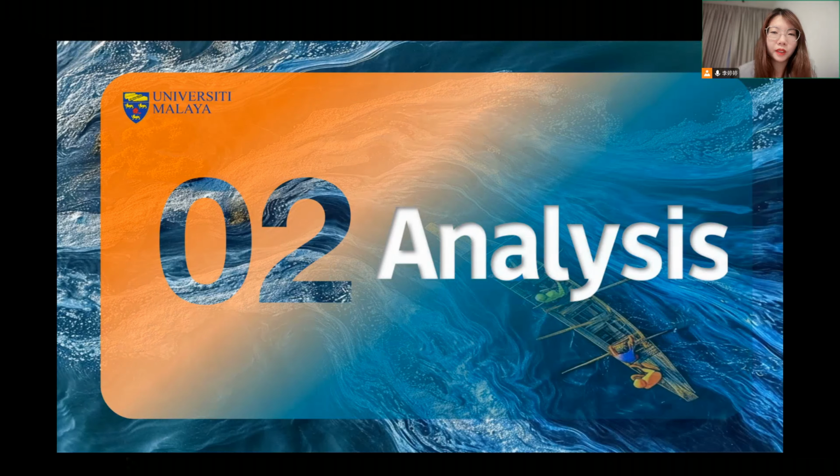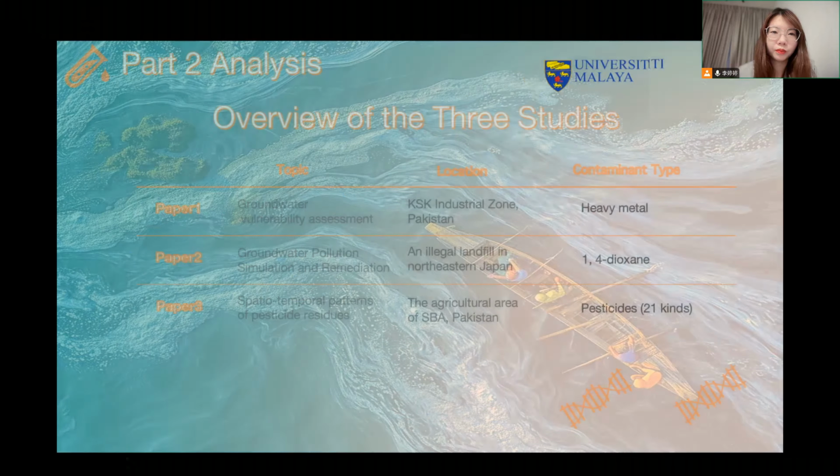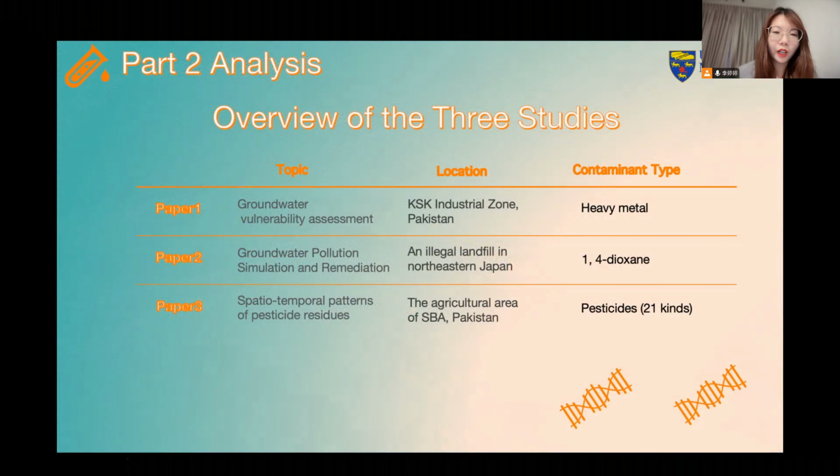The second part is analysis. I focused on 3 case studies across different types of pollution. The first is groundwater pollution from industrial use, and the second, illegal landfill contamination in Japan. The third is pesticide residue in agricultural regions of Pakistan. These studies use different quantitative research methods, which I will explain in the following slides.